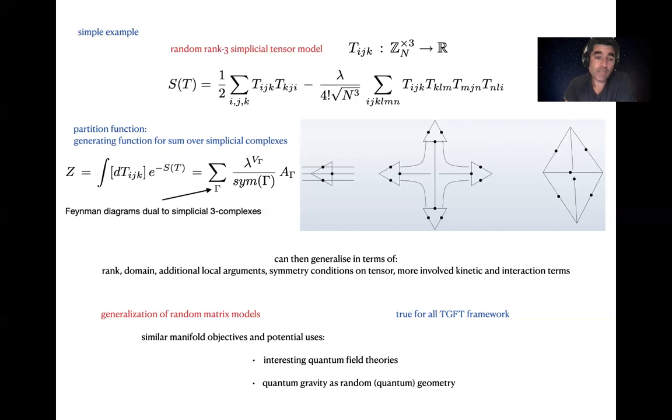One recognizes immediately the generalization of random matrix models. And this is in fact true for all models in the tensorial group field theory framework. And the interest and the potential uses of this type of models are in fact the same as for random matrix models. First of all, they can define interesting quantum field theories per se, and then they provide a definition of quantum gravity as random quantum geometry: matrix models in 2 dimensions, tensorial group field theories, hopefully in higher dimensions.